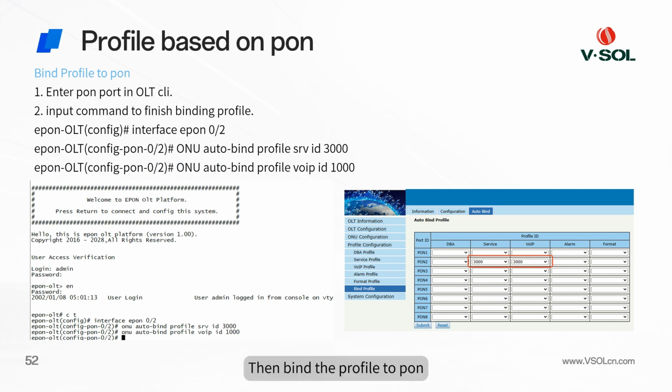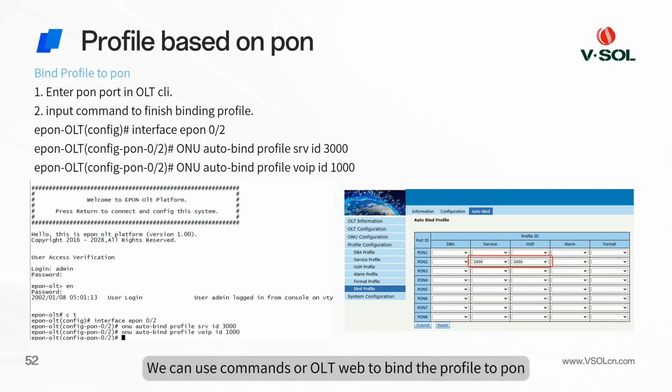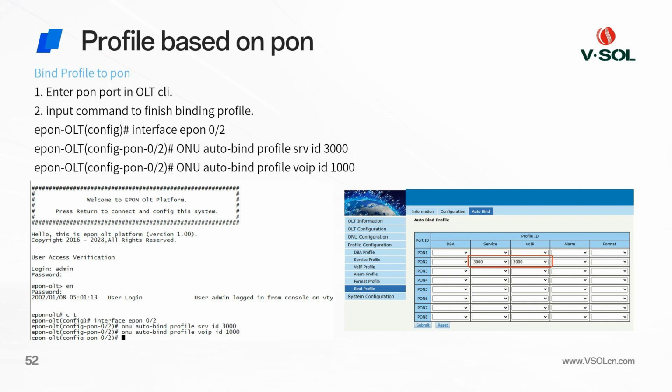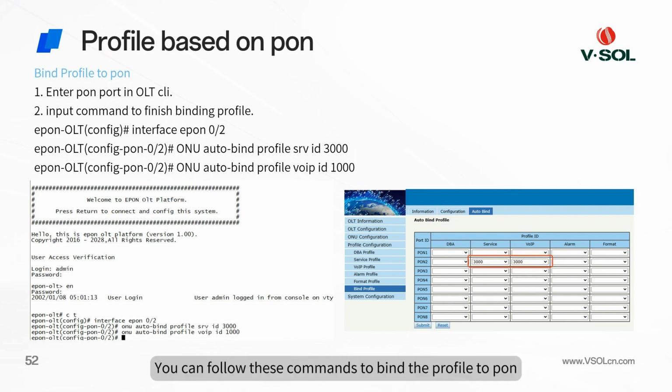Then bind the profile to PON. We can use commands or OLT web to bind the profile to PON. Here we use PON2 as example. You can follow these commands to bind the profile to PON. Or you can configure it at OLT web like the example photo and submit it. After that, Autobind configuration is done.